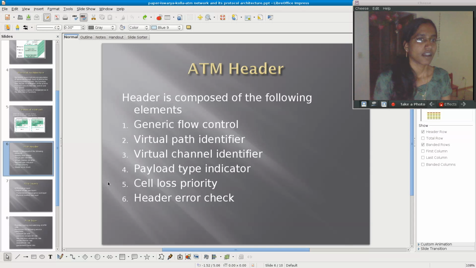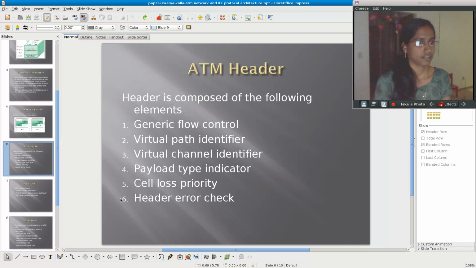The header error check is an 8-bit field which helps the ATM switch to correct a single bit error or to identify multiple bit errors in the ATM header. It checks only the ATM header and leaves the payload.